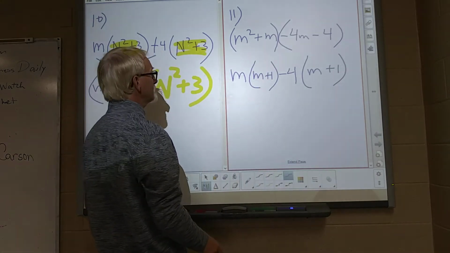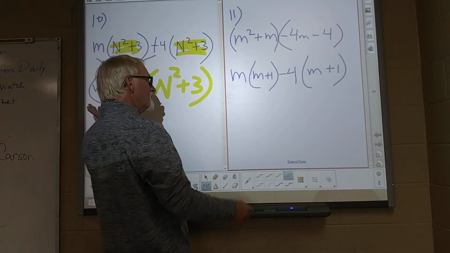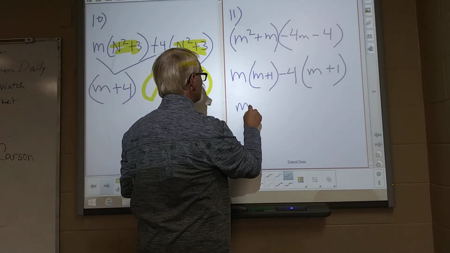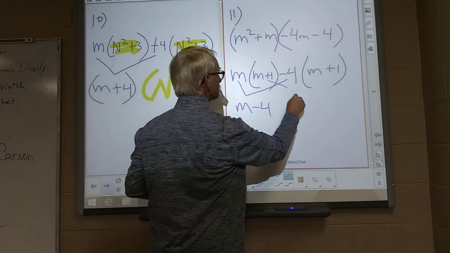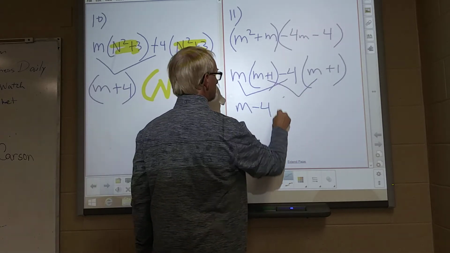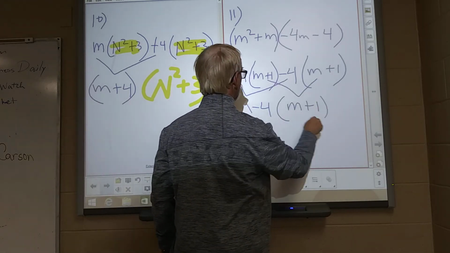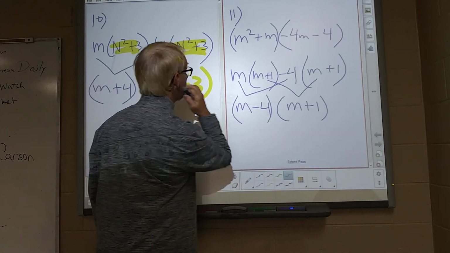And here then you can do the same thing as you did there. So we have m minus 4. See it together? m minus 4. And these two are the same. And that's going to be times m plus 1. And that's factoring by grouping.